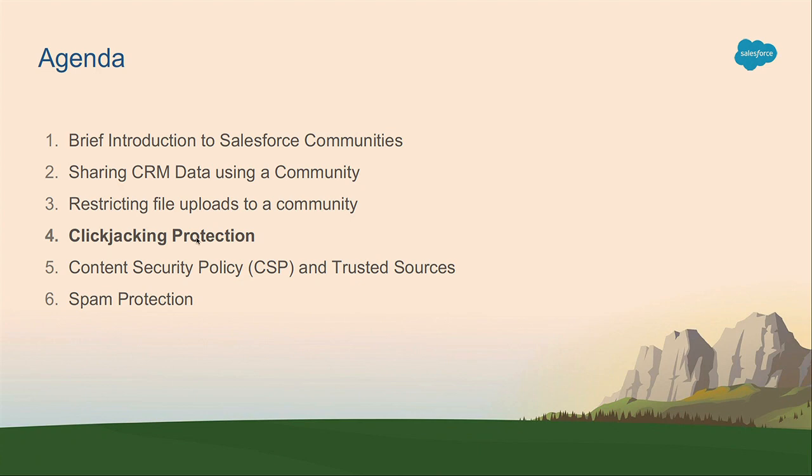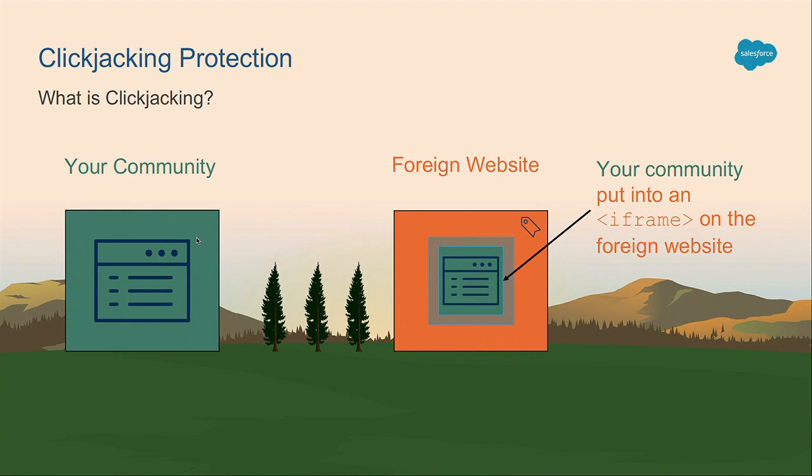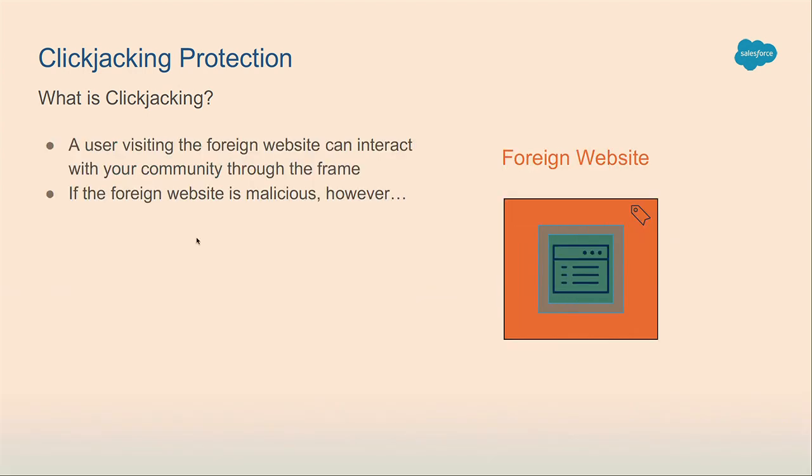Kevin, do you want to take it away? Sure. Yeah, so the next security topic is clickjacking. What clickjacking is is best explained with an example. Normally you have your own community and users visit your site in their browser. You can also have another website that they're visiting put your community in an iframe. And there's lots of valid use cases for this.